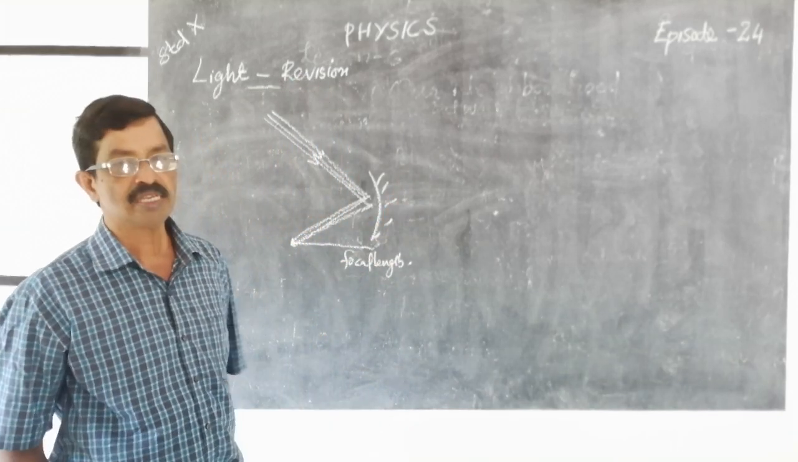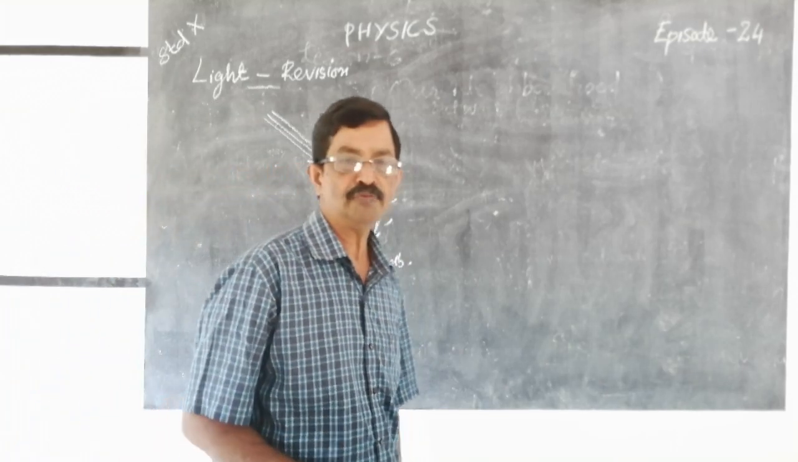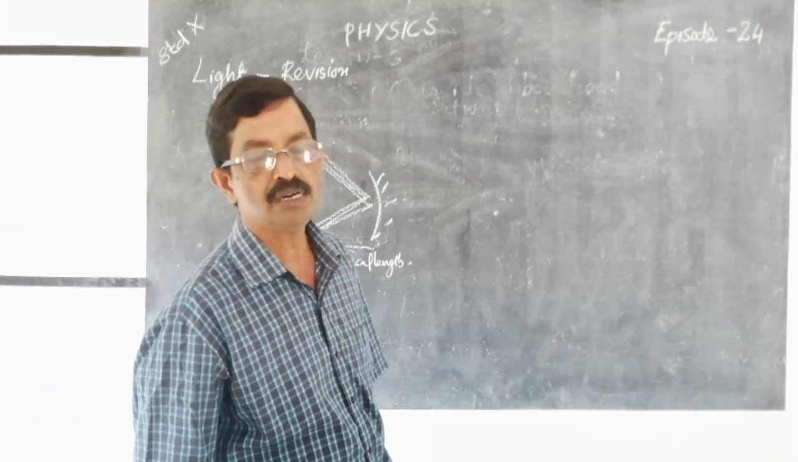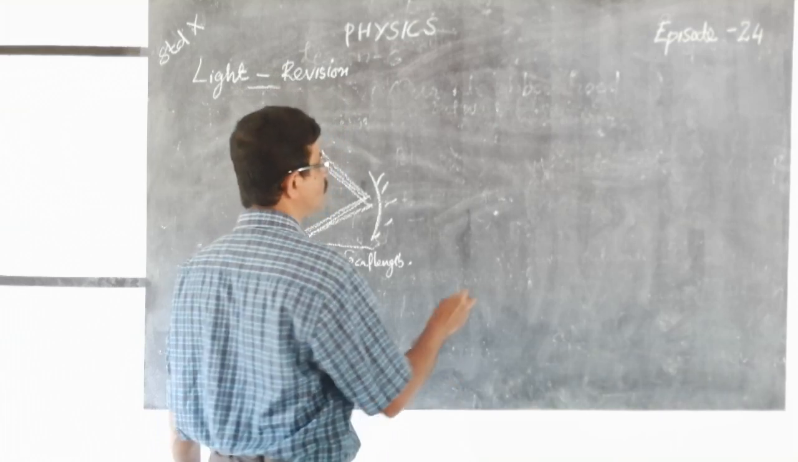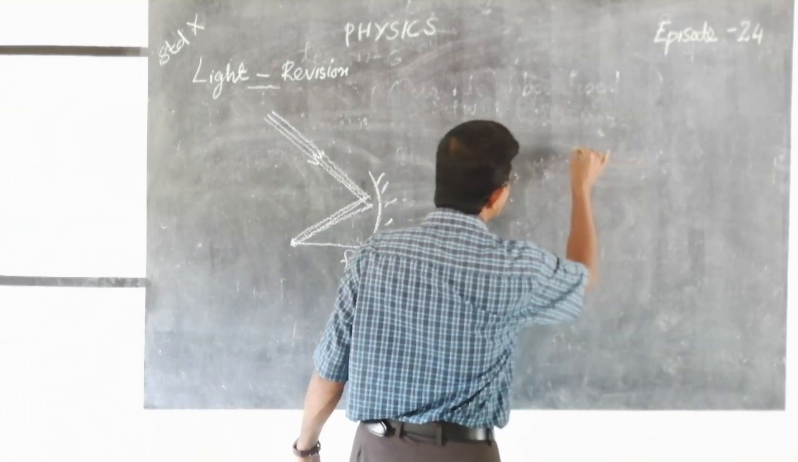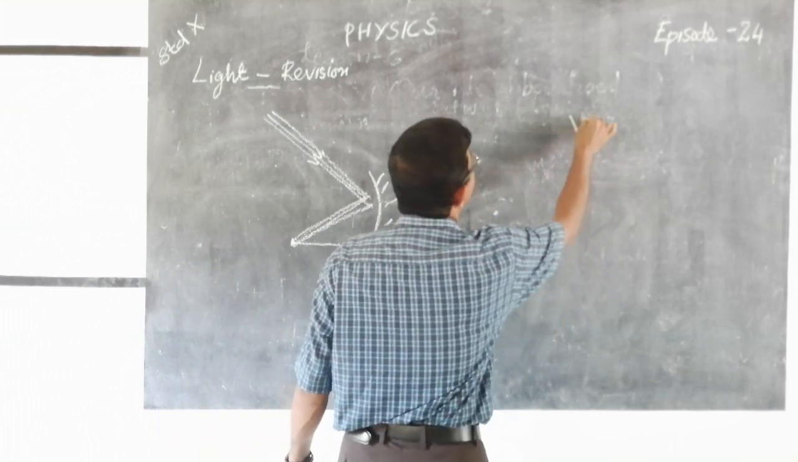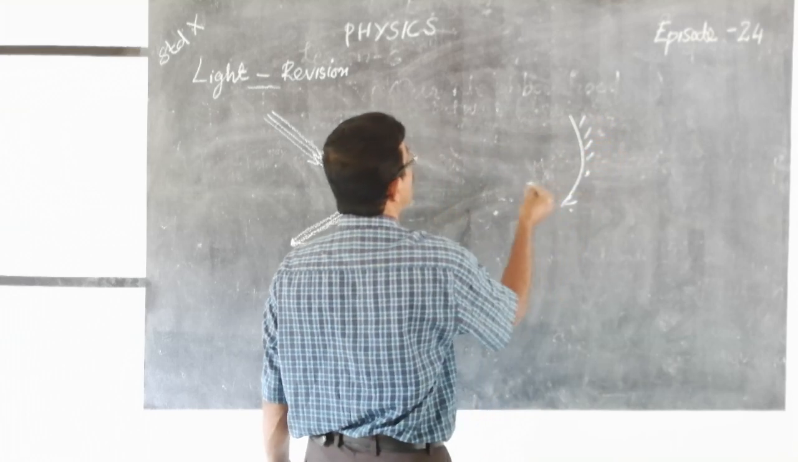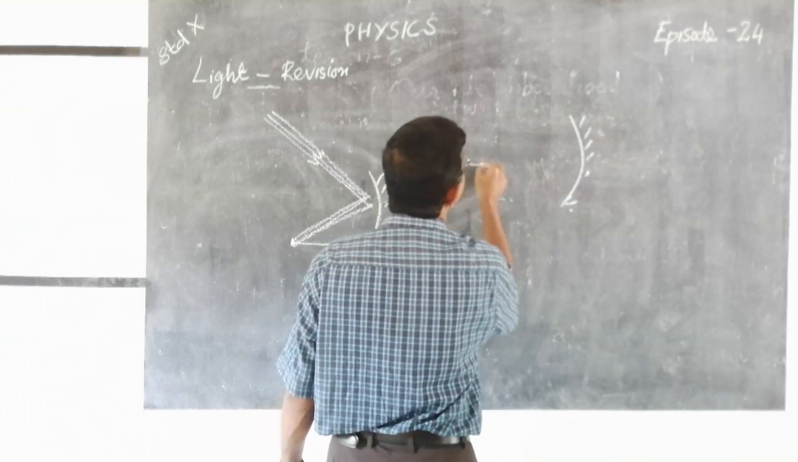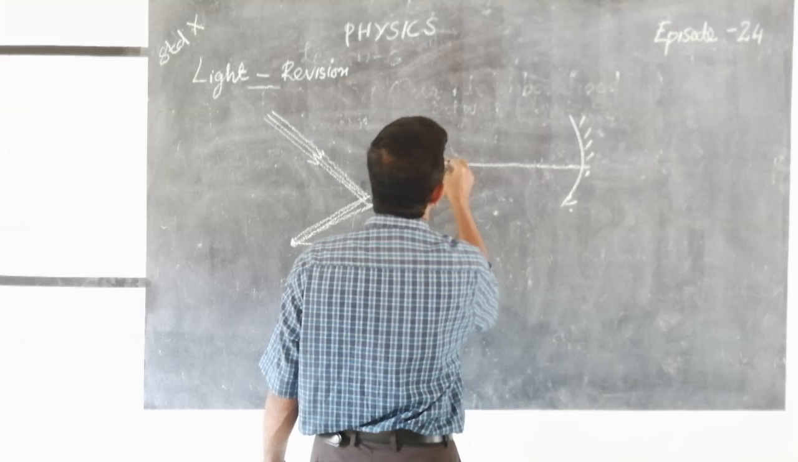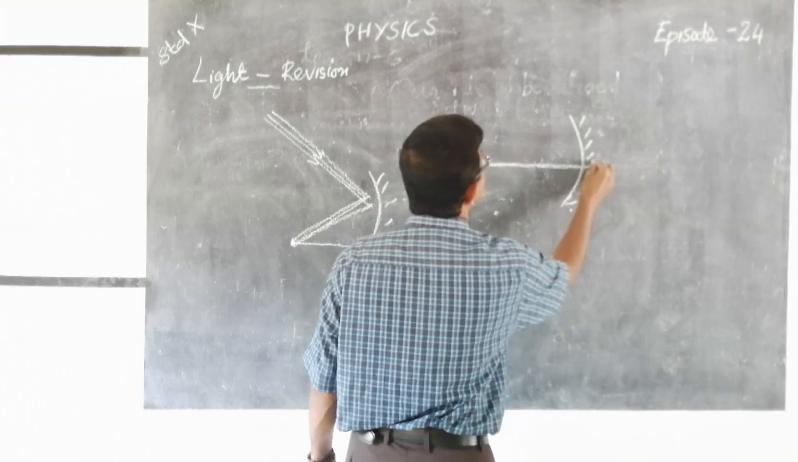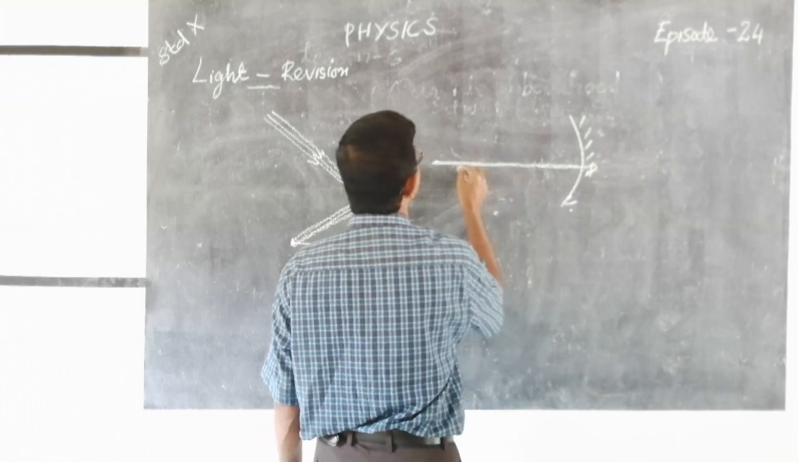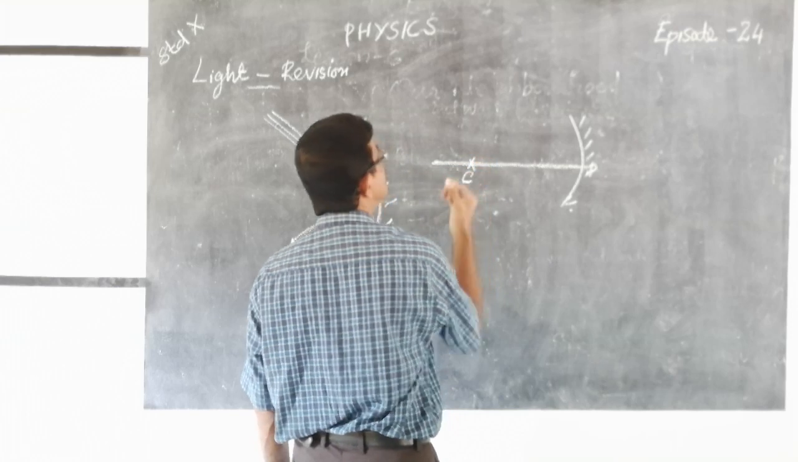Now here there is one more point we want to know, that is the focal length. See, this is a concave mirror. This one is its principal axis.